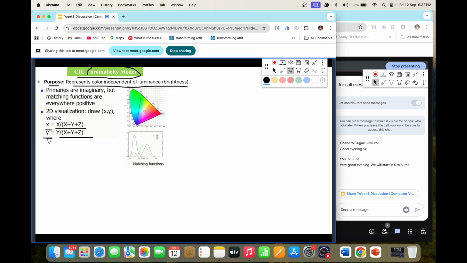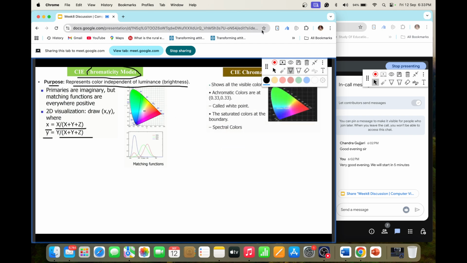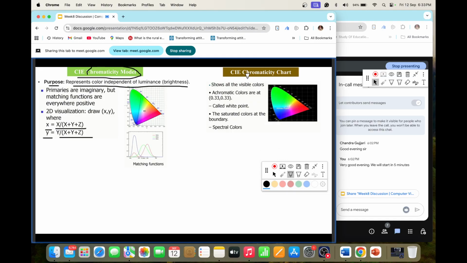Okay, so once we convert all our XYZ into this x and y, we can plot it, and we can get the chromaticity model chart. So this is the thing. This is the CIE chromaticity chart that I was telling you about.